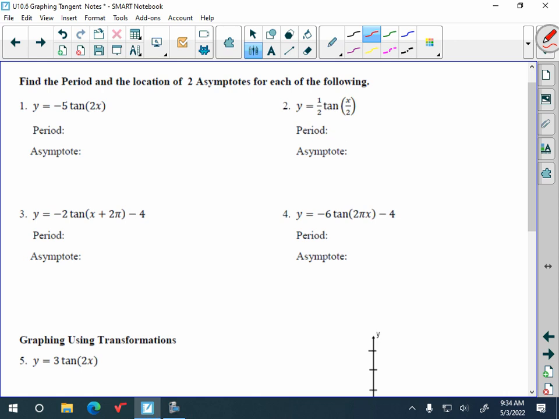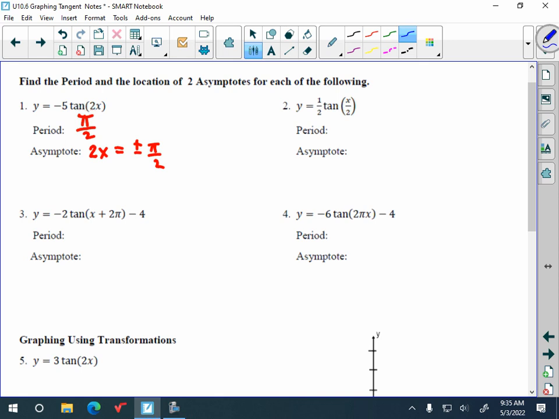All right, so the period, remember, is pi over b, and so b is 2. So in this problem, the period would be pi over 2. To find the asymptotes, we're going to set whatever's in the parentheses equal to plus or minus pi over 2, and then we're going to solve for x.